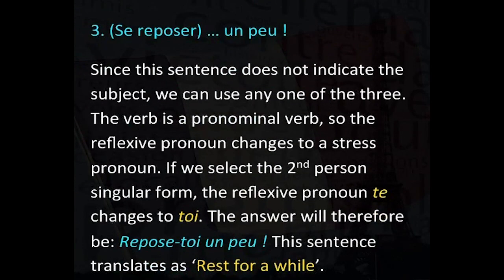Se reposer un peu. Since this sentence does not indicate the subject, we can use any of the three. The verb is a pronominal verb, so the reflexive pronoun changes to a stressed pronoun. If we select the second person singular form, the reflexive pronoun te changes to toi. The answer will therefore be repose-toi un peu. This sentence translates as rest for a while.